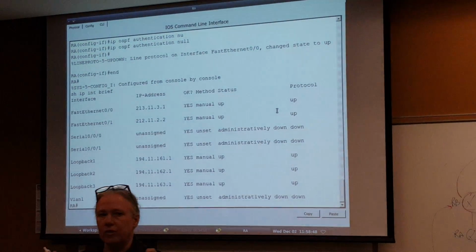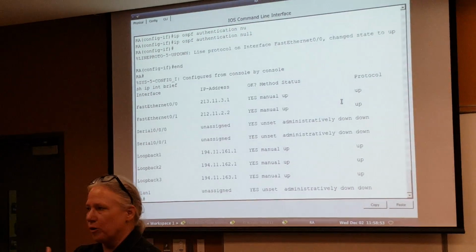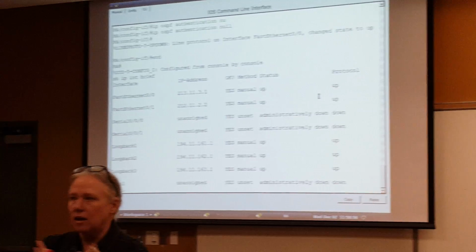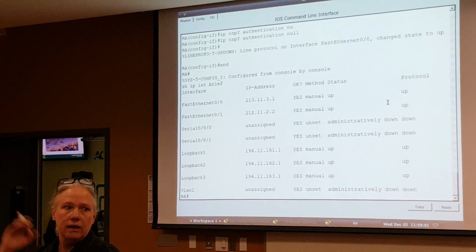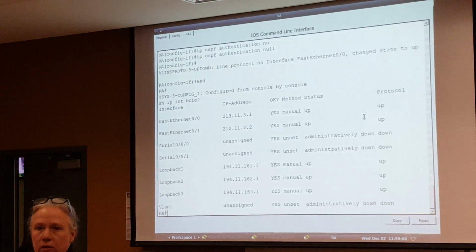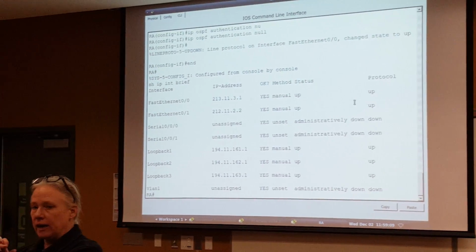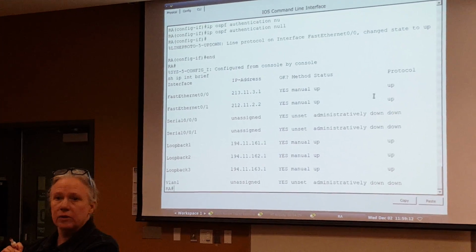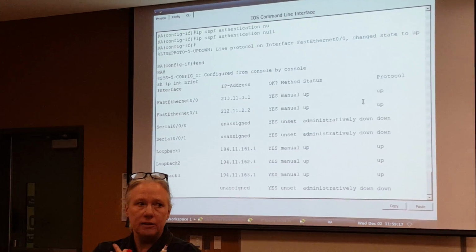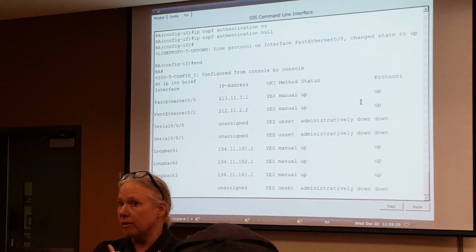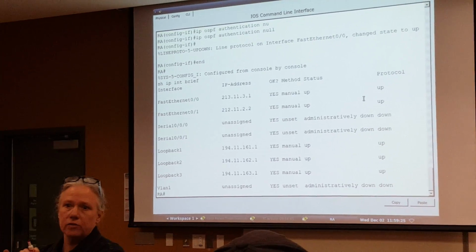Where do you advertise the supernet? On the area border router with OSPF. With EIGRP, you advertise it on the router with the loopbacks, with the interfaces. So with OSPF, it must be on the area border router. With EIGRP, it's on the actual router that's connected to the networks you're summarizing. With OSPF, you advertise the supernet under the router configuration. With EIGRP, you advertise the supernet on the interface.